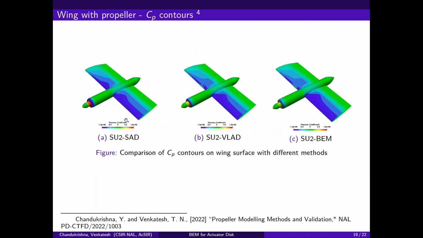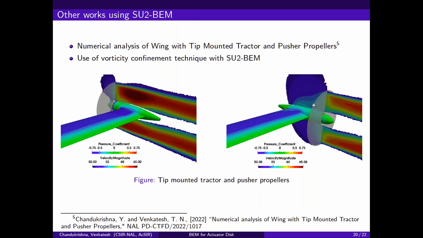And these are the CP contours. In the SAD technique we could see a symmetry in the CP because no slipstream rotation is imparted. But here with VLAD and SU2 BM, because the slipstream rotation is there, we can see an asymmetry. And the other works which I did using SU2 BM are the numerical analysis of wing with tip-mounted tractor and pusher propellers, and the use of the vertical confinement technique with SU2 BM is examined.